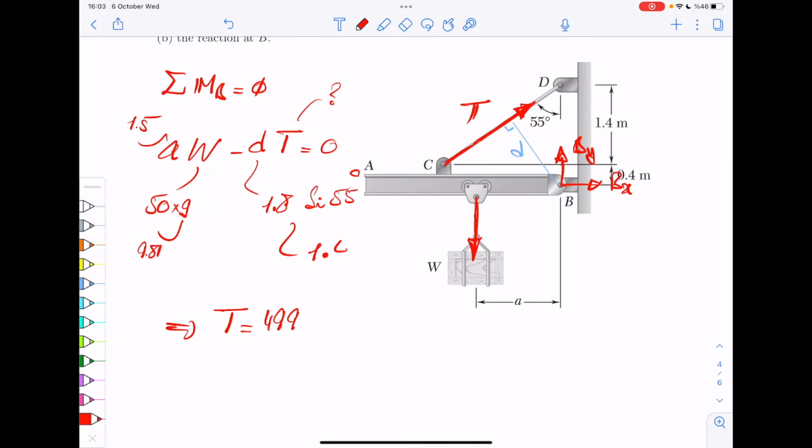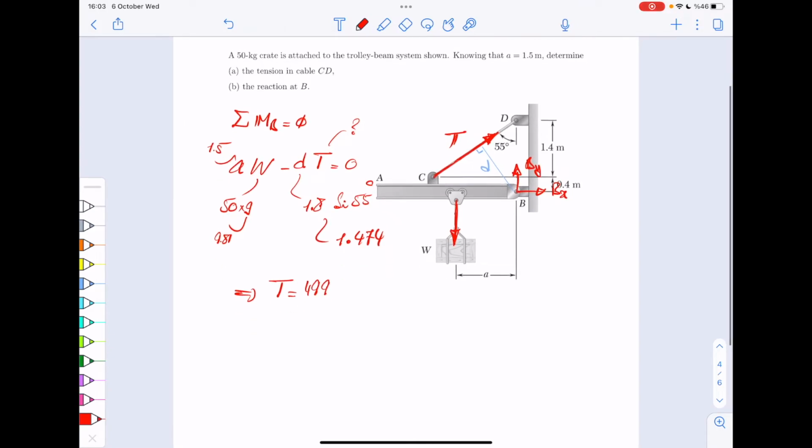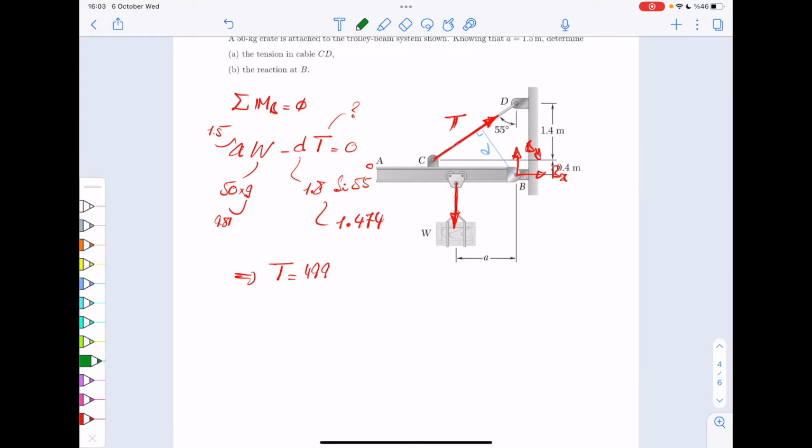Yes? It is 1.47. Thank you. Okay. So I think if the rest is correct, then that should give you a T. All right? So this is another way of doing it, basically. And then once you have T, now you write your equilibrium of forces.